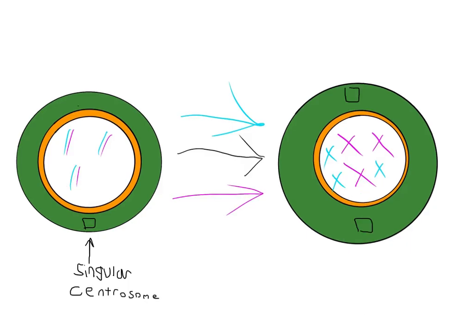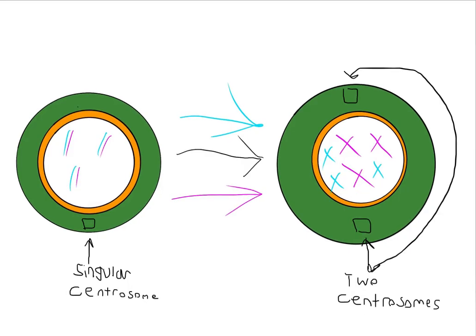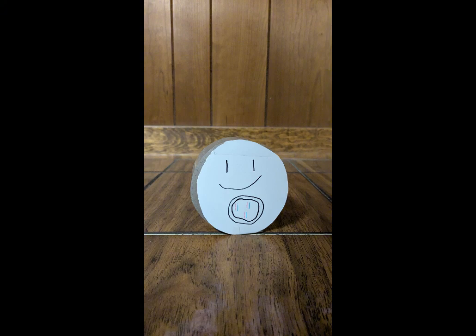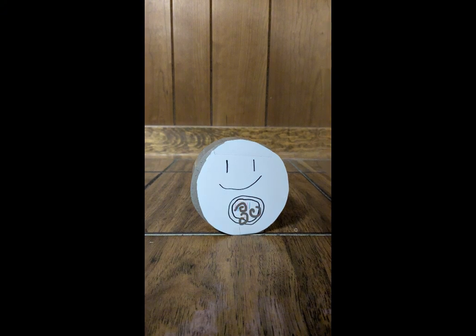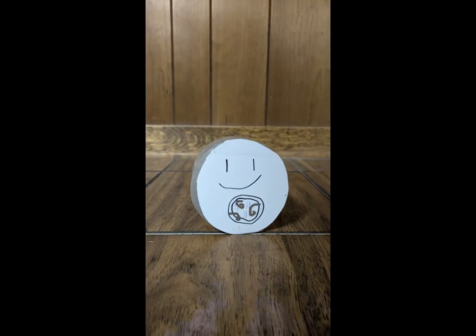Second of all, you have to duplicate your centrosomes, which act as bases for the spindle fibers, which we will talk about later. Look inside your DNA, Ian. Do you feel your insides churn and fill? That is what you're supposed to feel.